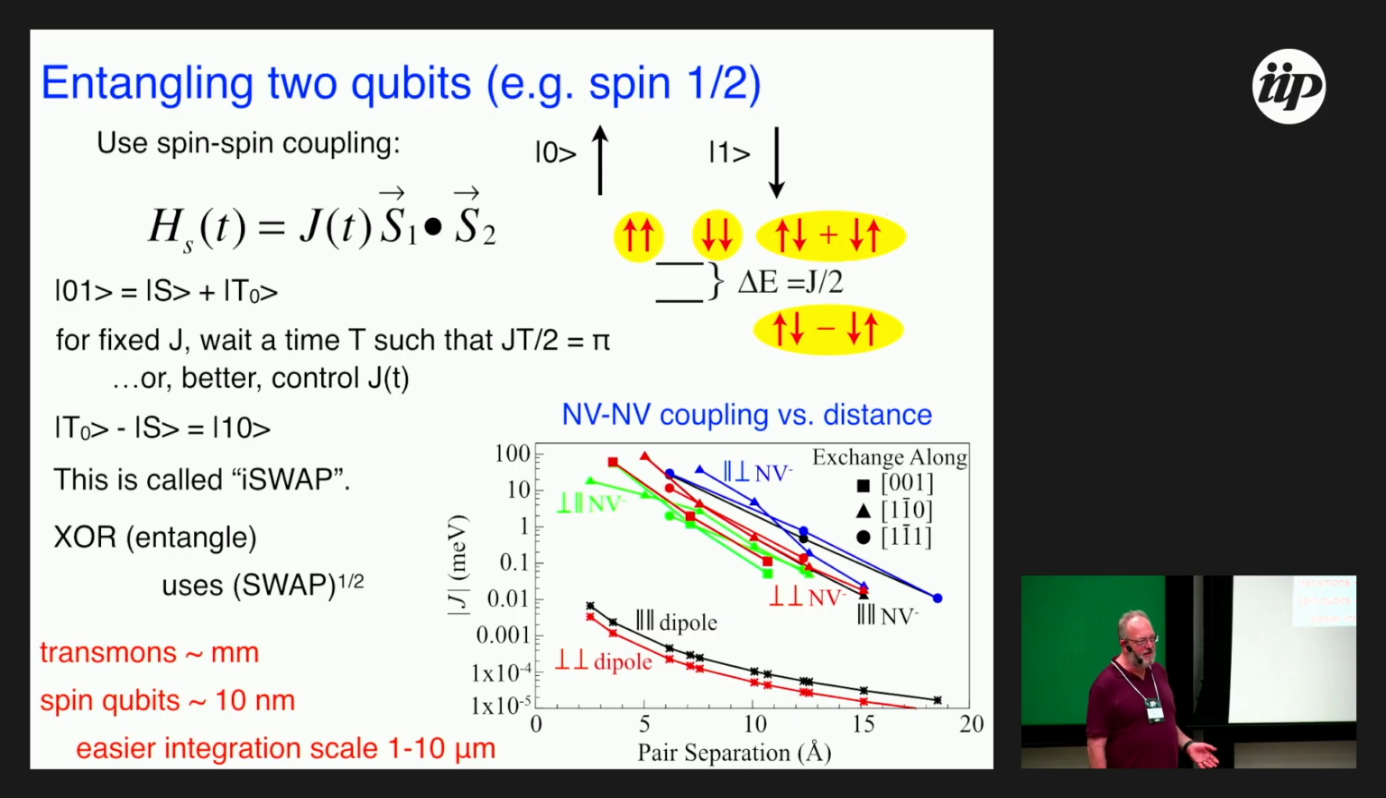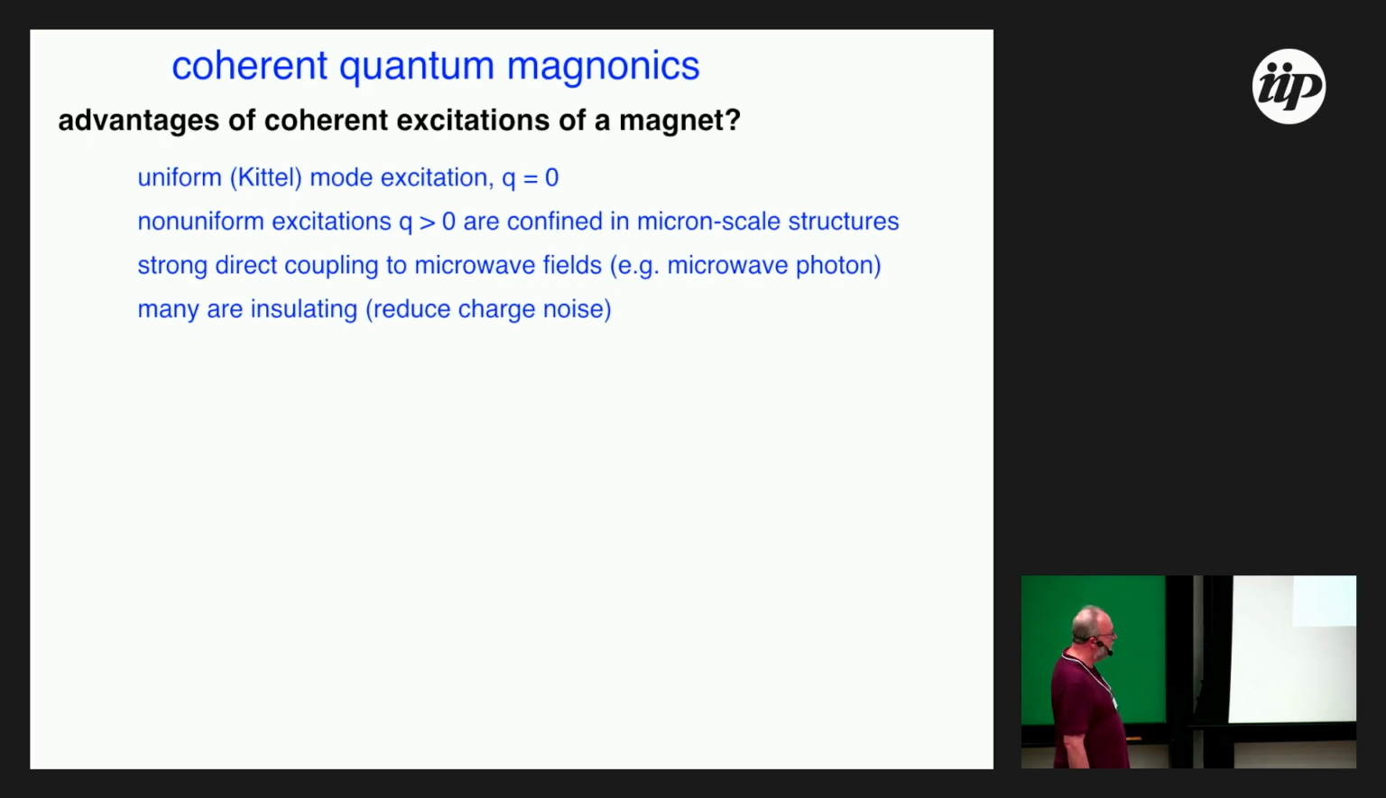So how do you get there? How do you do things on the 1 to 10 micron scale? This is where I at least think that coherent quantum magnetics can be helpful. Here are some of the advantages of coherent excitations of a magnet that I like.